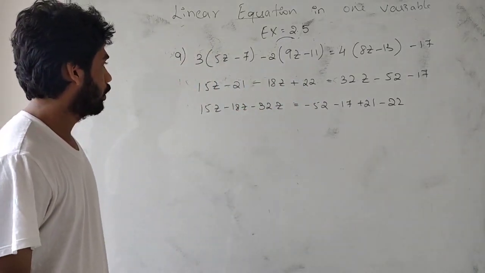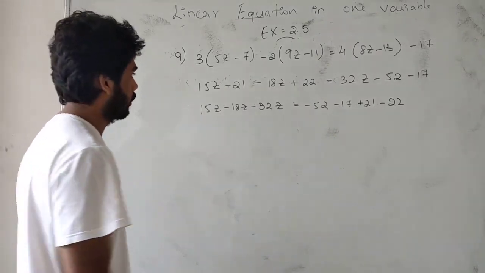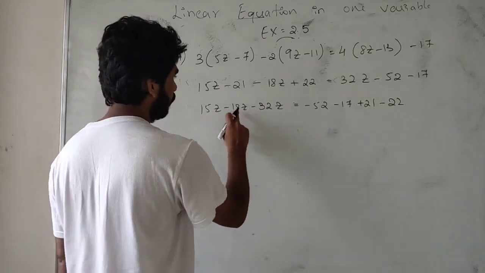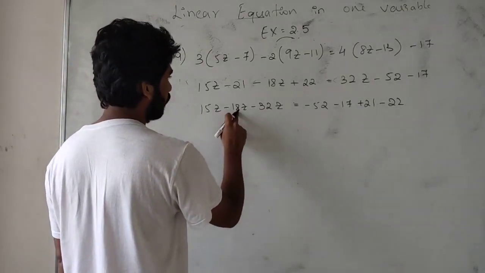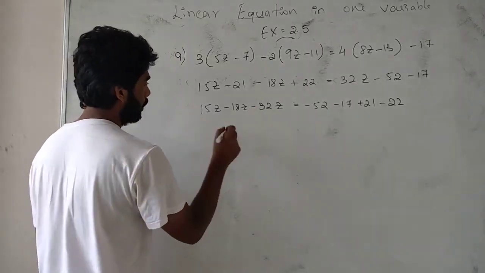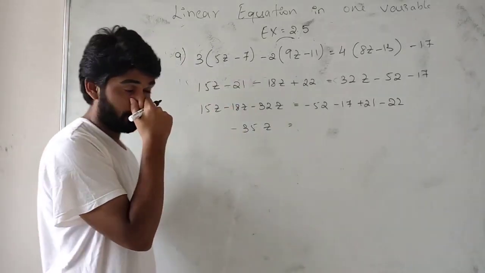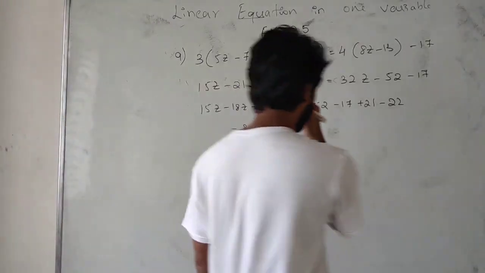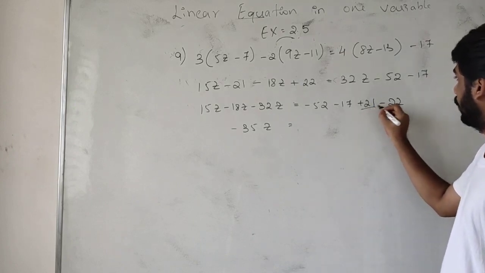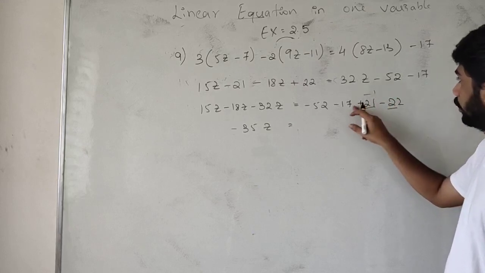Okay. Now I have to simplify. So here is the minus 32 and 32. You must add. So if you add both, what will we get? 32 plus 8 is 40, minus 50, minus 50 means minus 35z I will be getting here. Okay friends, minus 35z. So what will we get here? Plus 21 minus 22 means it will be minus 1, so minus 18.